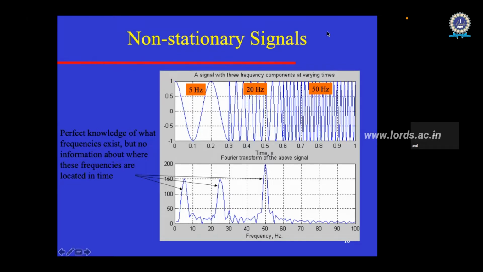So this is called a non-stationary signal. Observe the spectrum. Let us say it has 5, 25 and 50. Similarly, we also get the peaks at 5, 25 and 50, right?